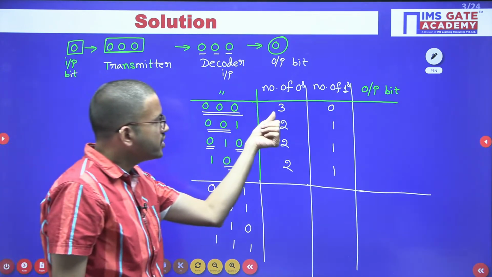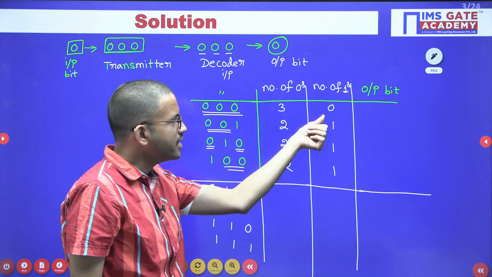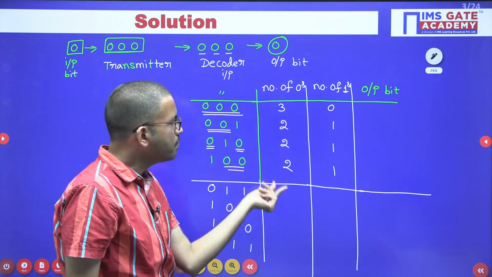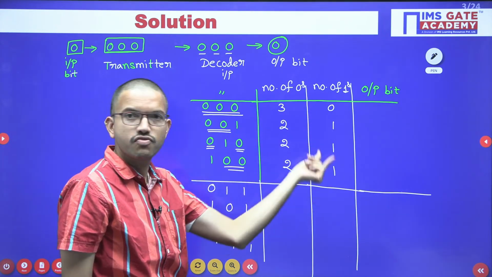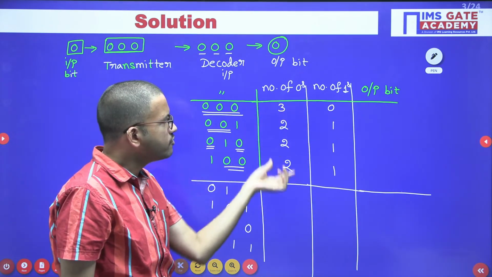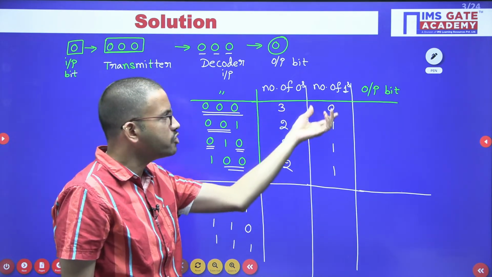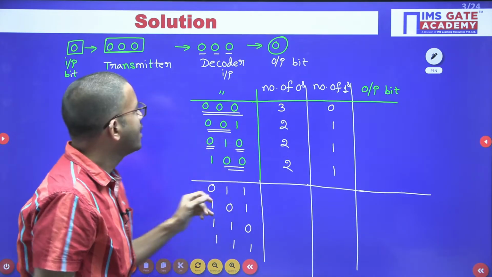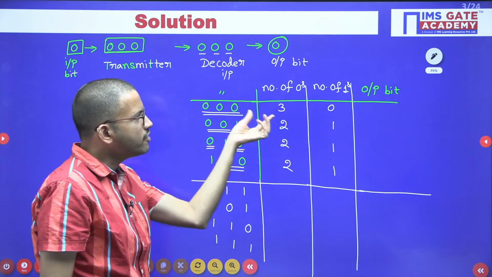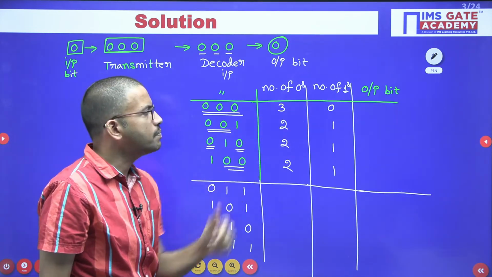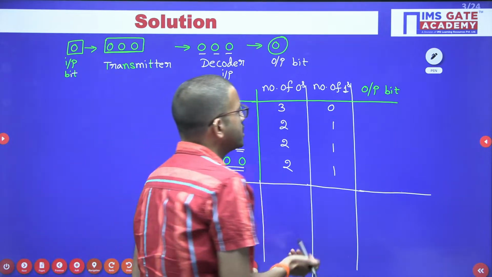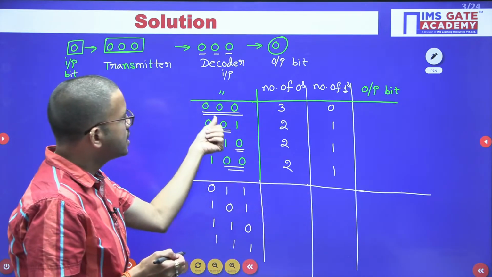Just observe, here 3 zeros are there, but here number of ones is 0. Here number of zeros are 2, number of ones is 1, right? So obviously number of zeros are more when compared to number of ones. So at the decoder, if number of zeros are more when compared to number of ones, according to the given question, output is what? Output is 0.